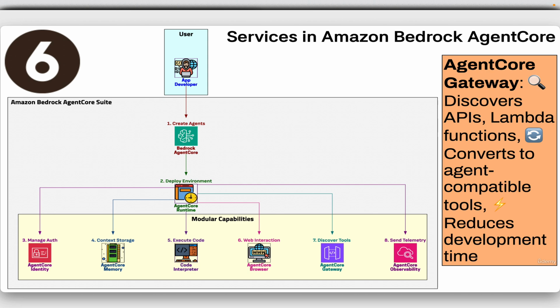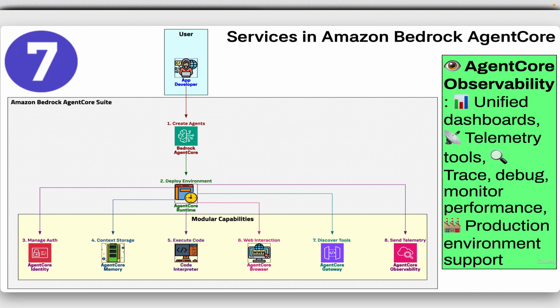The sixth service is AgentCore Gateway, and this facilitates the discovery and conversion of APIs, Lambda functions, and services into agent-compatible tools, significantly reducing development time. And the seventh service is AgentCore Observability, which provides unified dashboards and telemetry tools to trace, debug, and monitor agent performance and behavior in production environments.